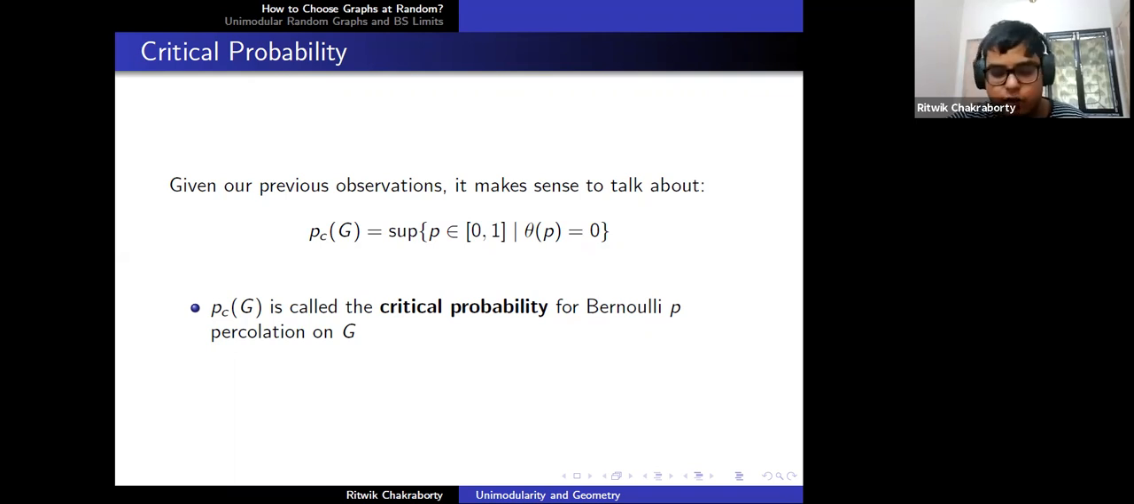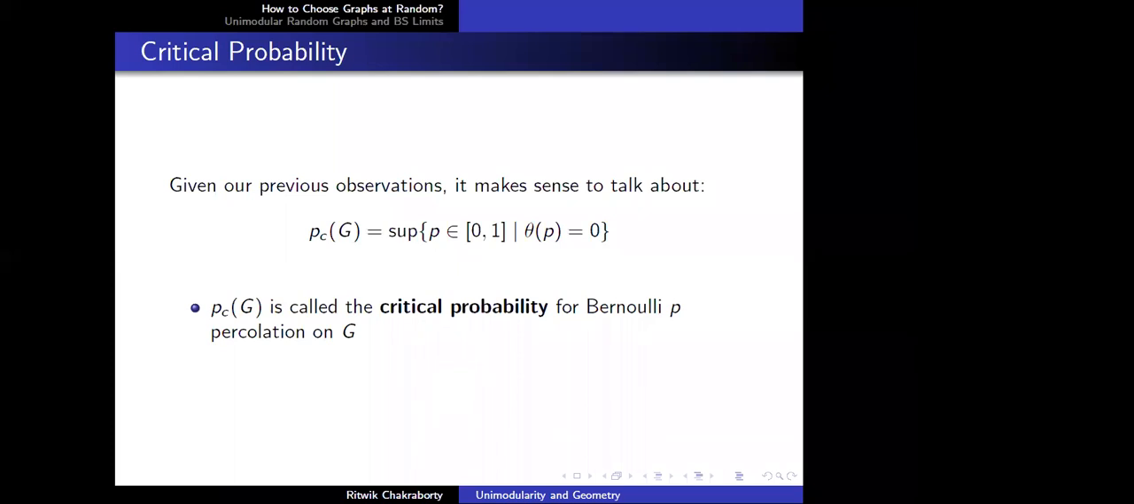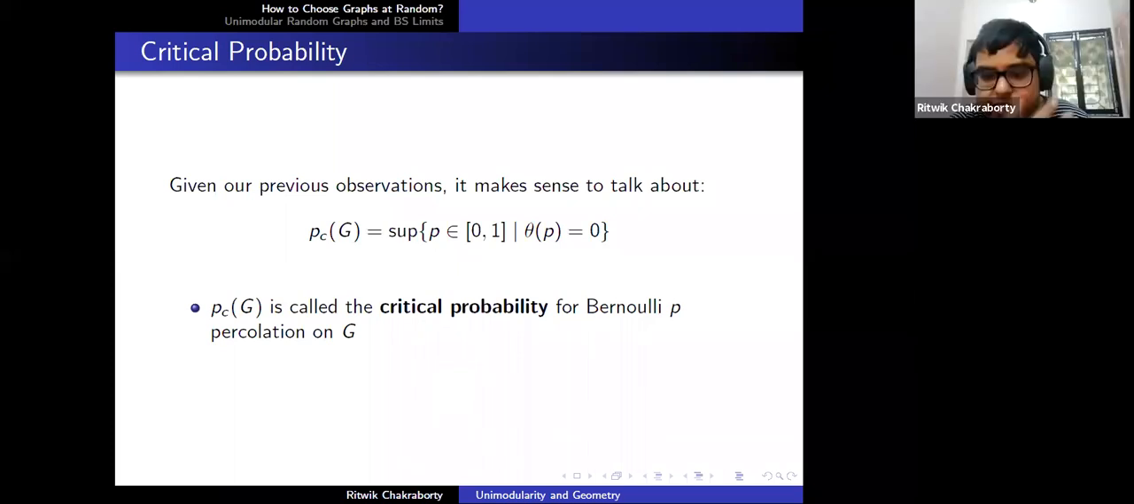I hope you're clear about what a percolation configuration is. It's just a subgraph of my graph G. So you take any vertex x. The cluster of x is the connected component of x, right? So I say that x is connected to infinity if the connected component to which x belongs, that is the cluster of x, has infinite diameter.